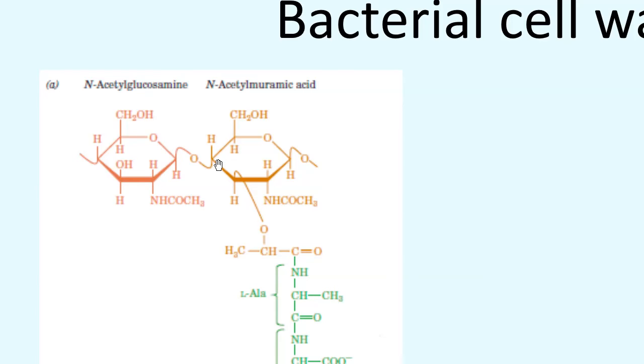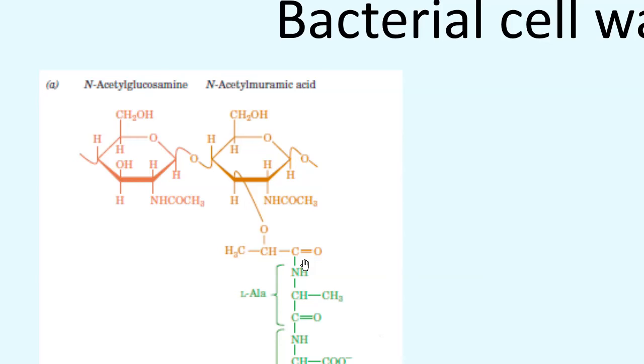The other monosaccharide derivative shown here is N-acetylmuramic acid. N-acetylmuramic acid is actually a derivative of N-acetylglucosamine. The hydroxyl group of carbon 3 is linked to lactic acid molecule. The lactic acid part of the molecule is shown here.